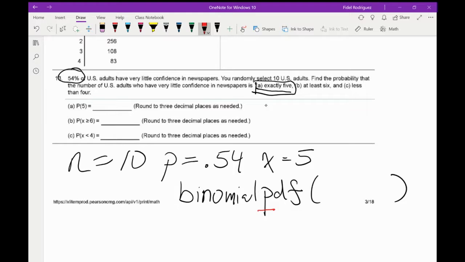Now, when we're doing this on our calculator, there are 3 numbers we have to enter. The first one is N. The second one is P. And the last one is X. So the only thing I'm going to do here is use my calculator and go Binomial Pdf with 10, 0.50, and 5. So guys, whether you're using the app or the actual calculator, that's fine. We're going to work exactly the same way.